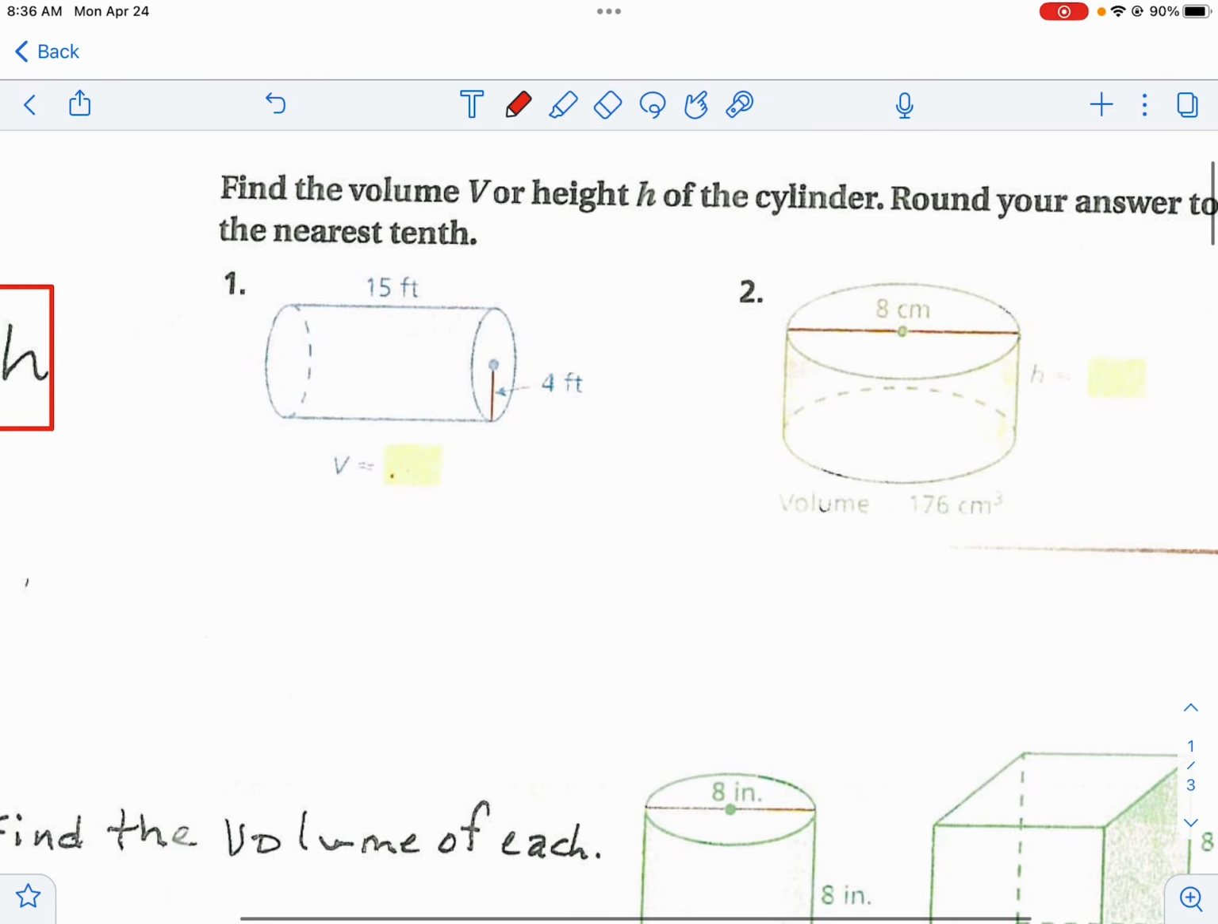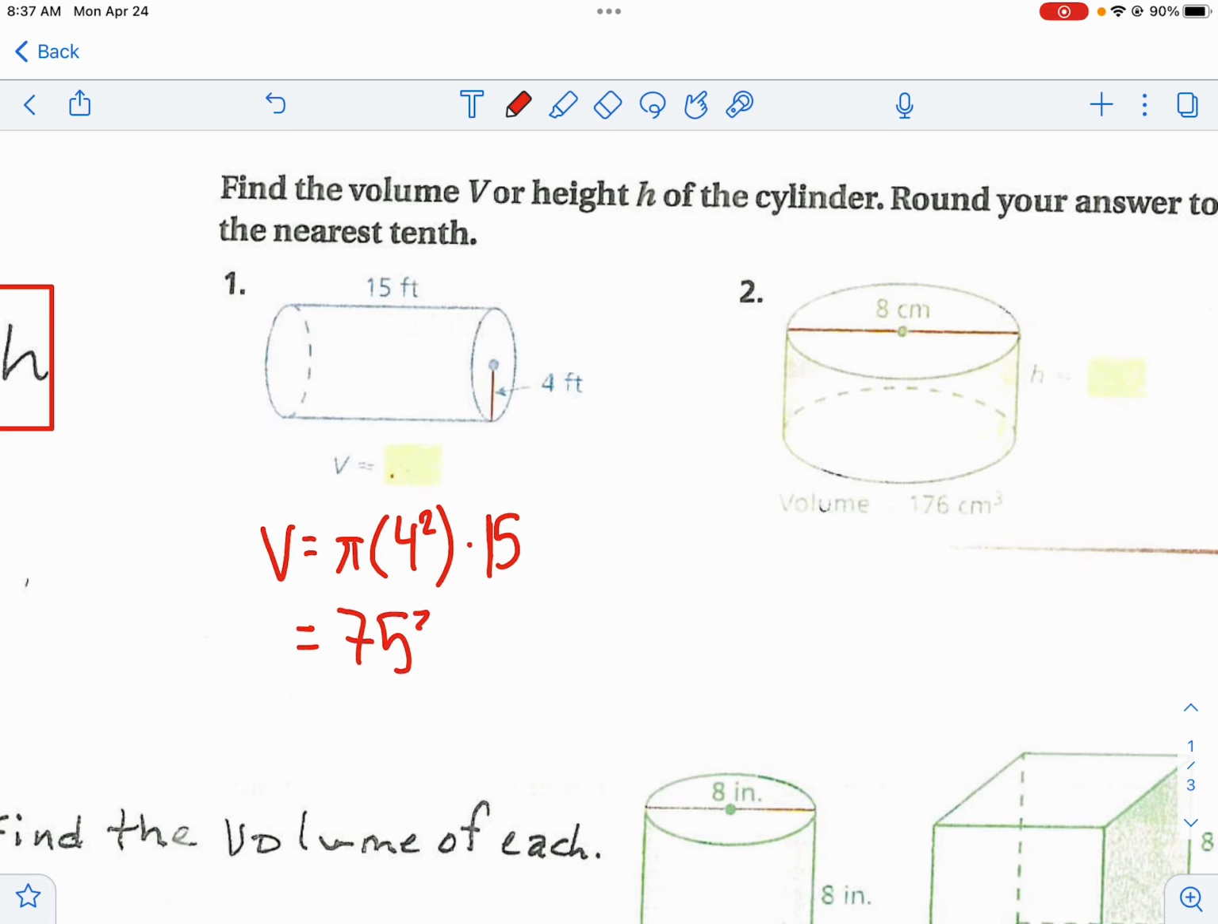As one of your answers, we'll go ahead and see that. So we're given our height, we just need to find our volume. Our volume is pi r squared times the height. Our radius is 4, the height is 15, so 16 pi times 15 is 753.98. So we'll round up to 754 for that one. And that would be in feet cubed, right? Volumes are cubed. Let's go ahead and do number 2.